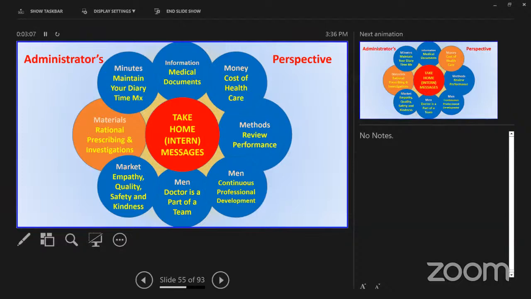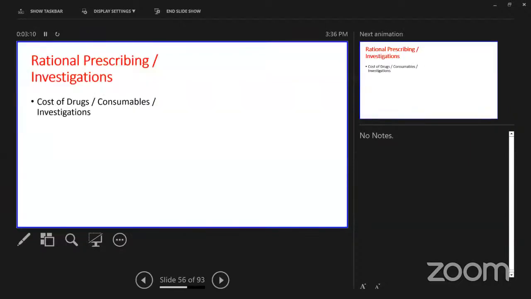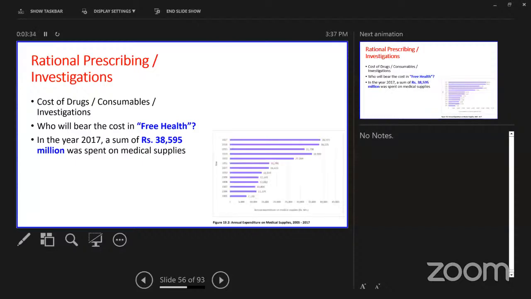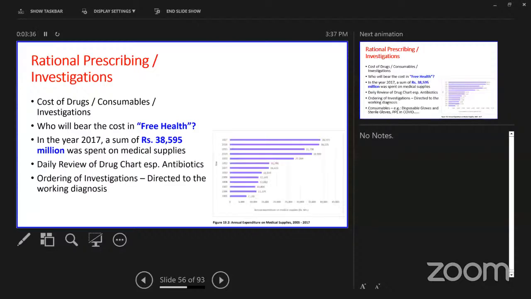So, rational prescribing and cost of healthcare. Although we think we are having free healthcare services, who will bear the cost of drugs and consumables in free health? In 2017, 38,595 million, that is 38.5 billion rupees, was spent on medical supplies. Right? So especially with antibiotics, they are continuously prescribed in the BHT without reviewing.